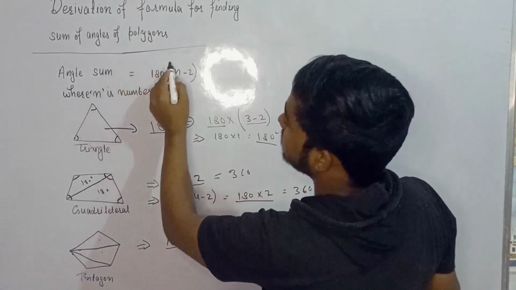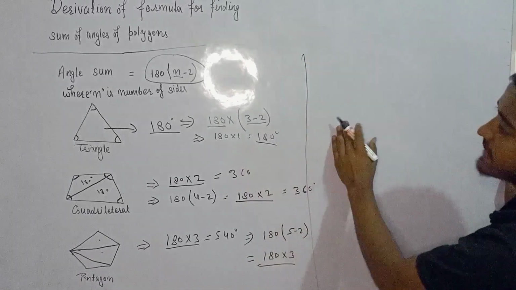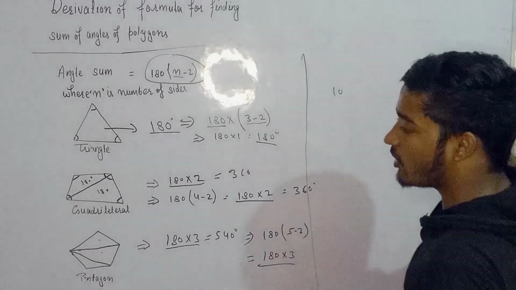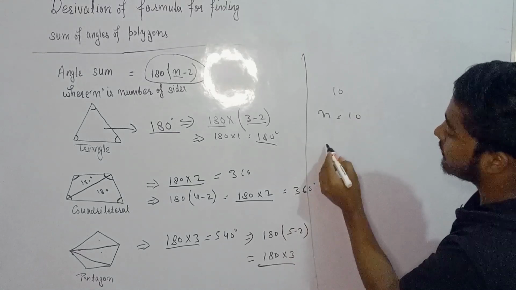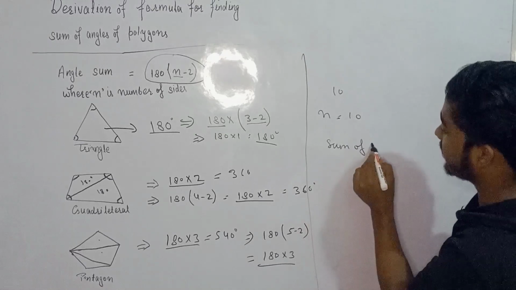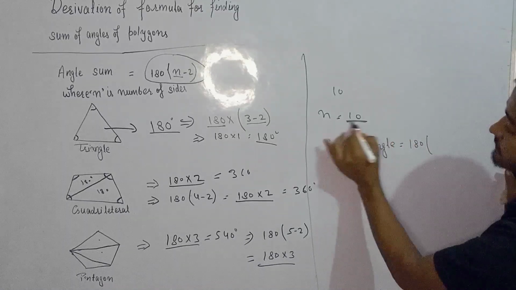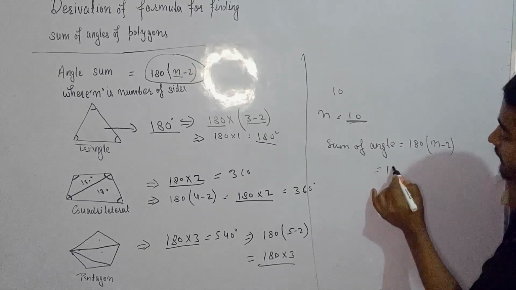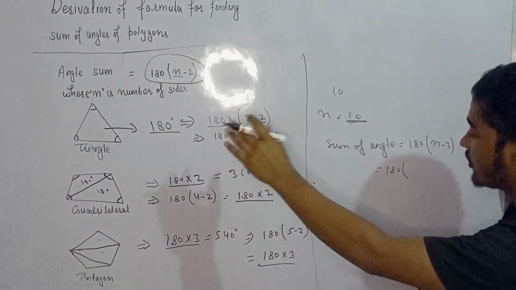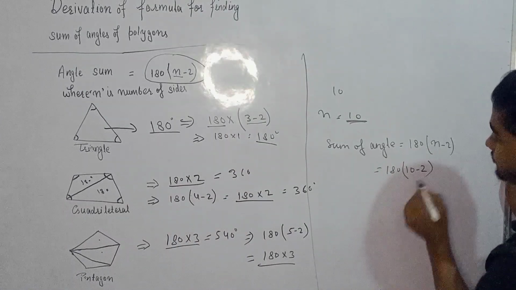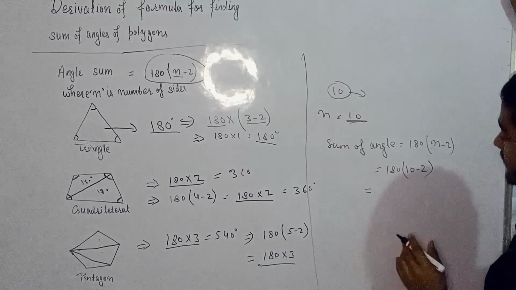So we can write it in this form, where n is the number of sides. If we have a polygon having 10 sides, what will be the sum of the angles of that polygon? Assume that n is equal to 10. Then the sum of angles is equal to what? 180 times n minus 2, where n is the number of sides, so 180 times 10 minus 2, right?